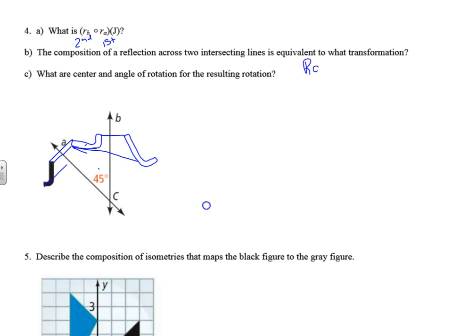And it would be a rotation. So when you have two of those, it would be a rotation about point C. All right. Again, I've drawn these not well. A rotation about C. And what are the center and the angle of rotation for the resulting? So a rotation centered at C, and it would be 90 degrees. And the reason it would be 90 degrees is because this angle is 45, and it's always twice the angle.